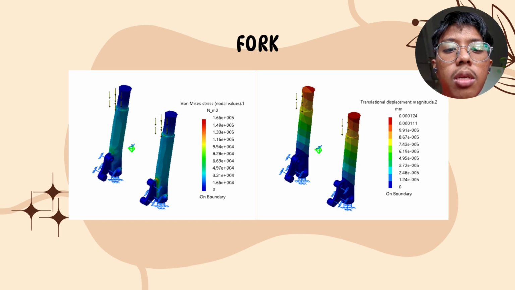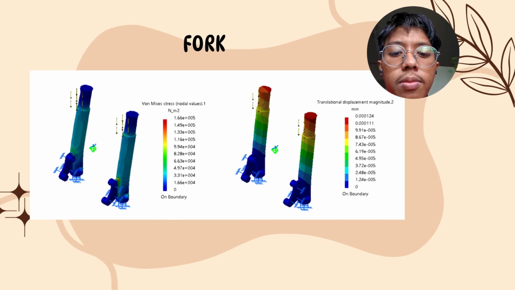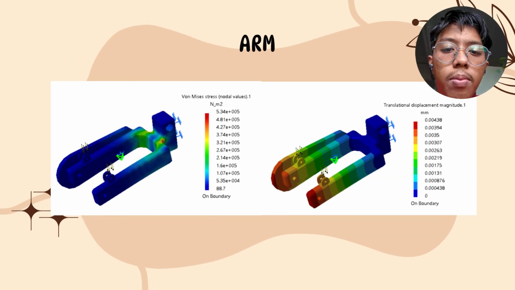The displacement analysis also shows how the fork deforms under the given load. The maximum displacement occurs at the top of the fork tubes, which is expected as they are the furthest from the fixed constraints. The maximum displacement is 0.000124 mm. Moving on to the arm, the material selected for this swing arm is steel.